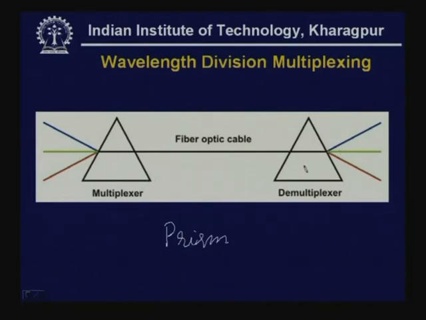So, this is a very simple example which shows how wavelength division multiplexing can be done, how the different light signals can be combined and then sent through a single optical fiber, and again they can be separated out at the other end with the help of a prism. So, somewhat similar devices can be used in practice in wavelength division multiplexing.